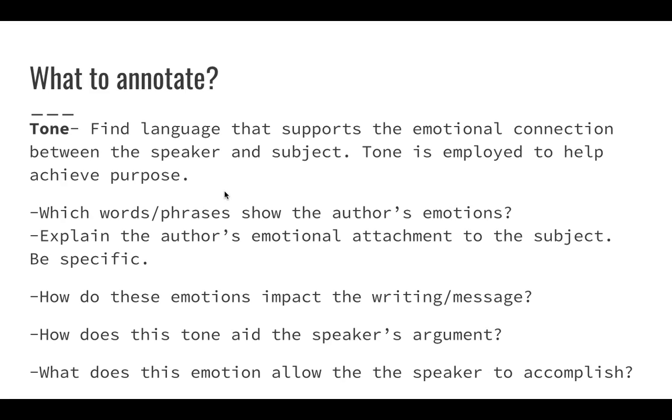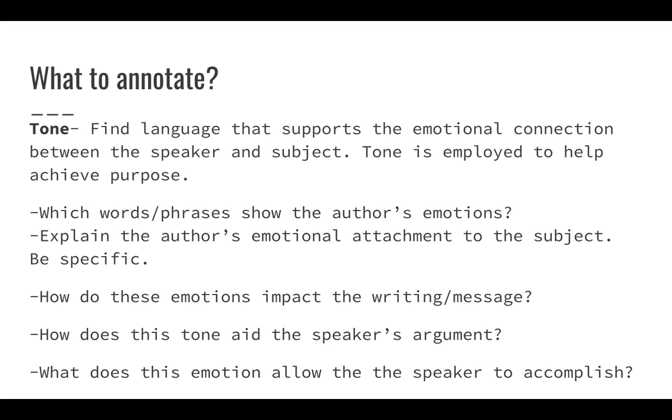So in addition to changes in tone, we want to also just be able to annotate for tone in general. Tone is often going to be an element of writing that supports an emotional connection between the speaker and the subject, or the speaker and the audience. Particularly in the case of the Abigail Adams piece, the speaker, subject, and audience are really closely linked because we're talking about a mother-son relationship here.